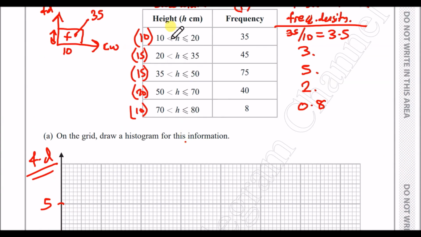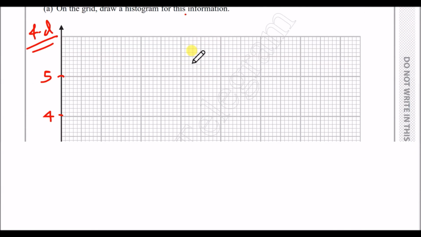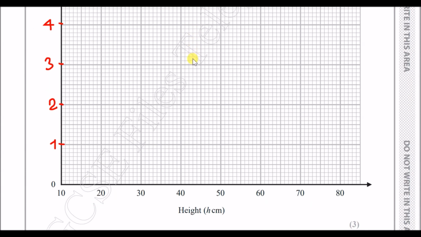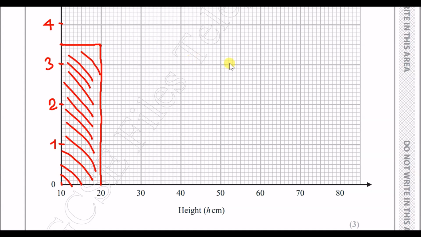So between 10 and 20, it has a height of 3.5. So 3.5 is here, and here's 10 to 20, so from here to here. And that's literally all you have to do. I'm probably going to fast forward this. That's just the first example. I'll do one more, and then I'll fast forward. So that'll be our first shape.